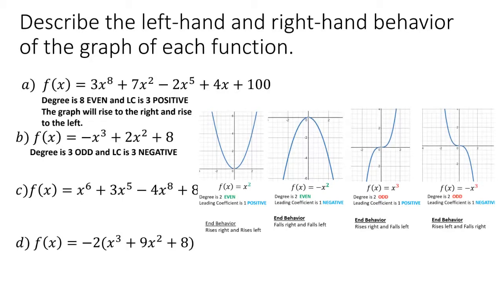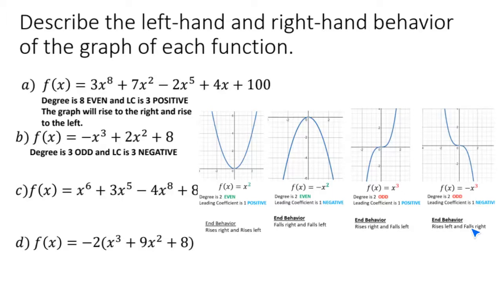The highest exponent that we have is a 3, so the degree of this polynomial is a cubic function, and this is an odd function. Now, our leading coefficient is a negative number. So if we look at our formula sheet for an odd function that has a negative leading coefficient, it's going to be increasing from the left and decreasing from the right. Those are left-hand and right-hand behavior, right?